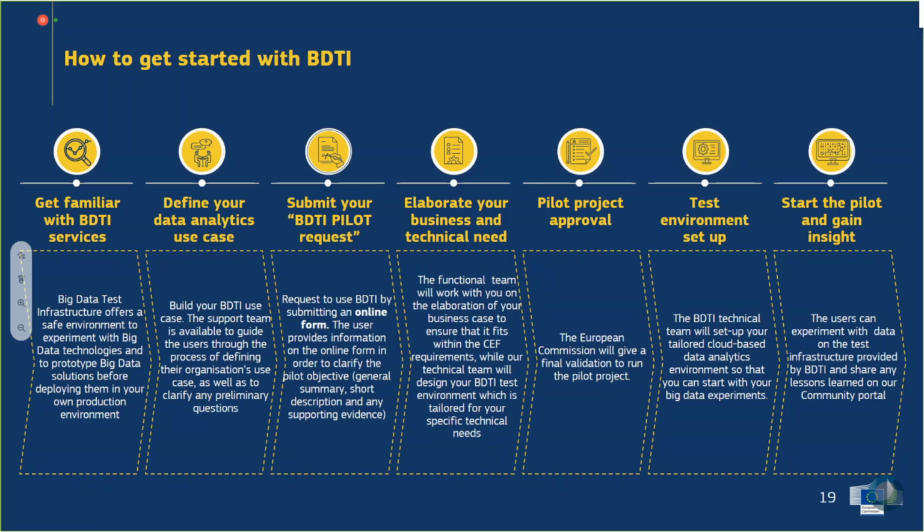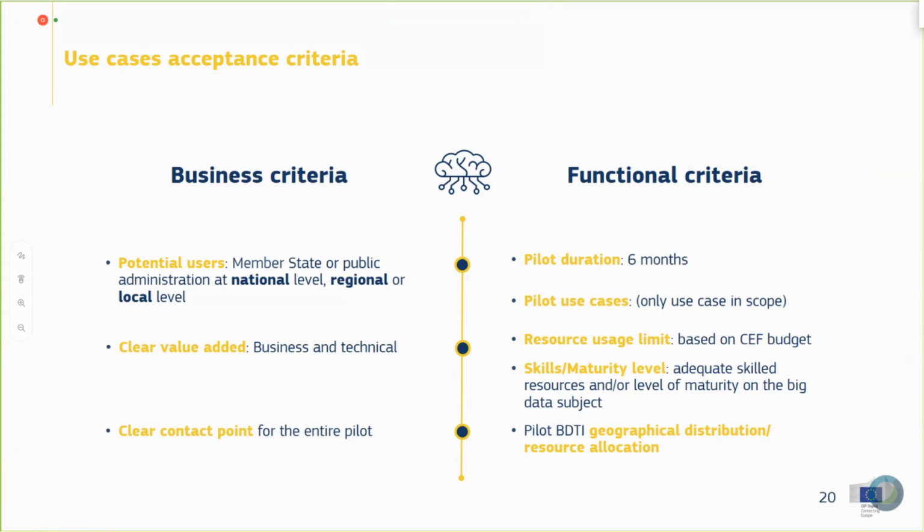Once received the approval, the test environment is set up. So the specific tools are installed and the public administration receives the access in order to start with the analysis on their big data inside the sandbox. In the next slide, we can see the acceptance criteria for the pilot to be approved. First of all, there are some business criteria. The requester has to be a public entity. This can be at national, regional, or local level, but it is fundamental that there is a real engagement of a public administration, which can also cooperate with other entities, but it needs to be involved as primary stakeholder.